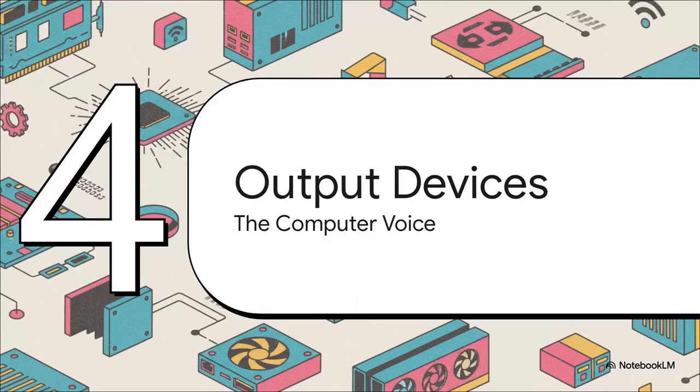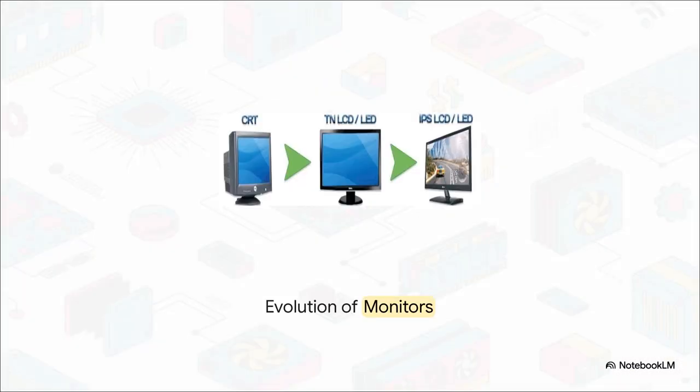Let's pivot to Section 4, output devices, which act as the computer's voice. If input is the computer's senses, output is its voice. This is where processed data is finally transformed into soft copy or hard copy. For soft copy, we rely on monitors.